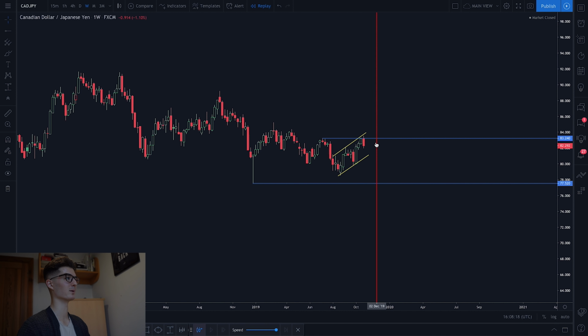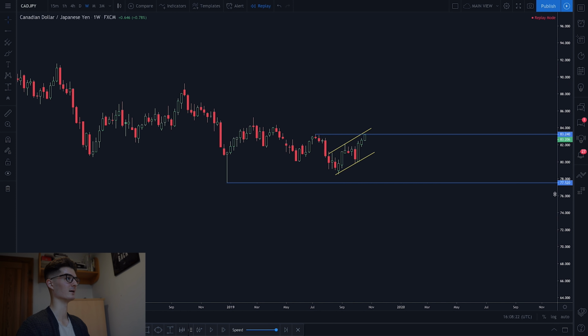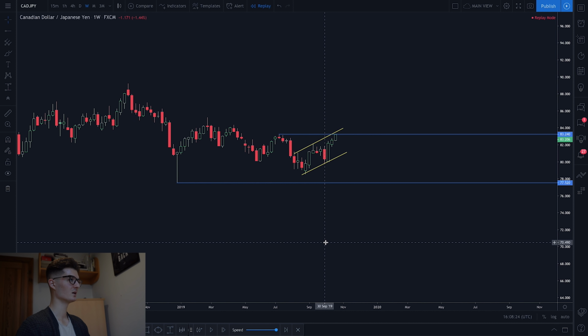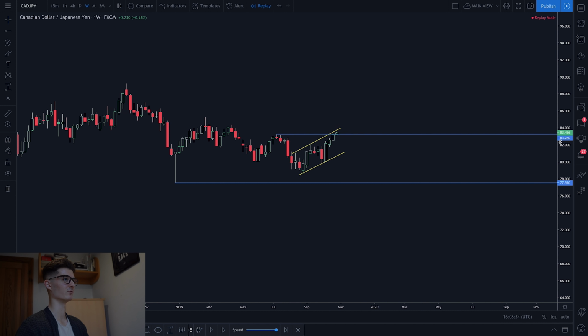I'm just going to use the replay mode here and rewind price back a little bit to what I was actually looking at in real time. I took this trade on a Tuesday, so let's just fast forward one day. On the Monday, it was looking something like this, right? So naturally, double top area within the pattern, it was looking really clean.